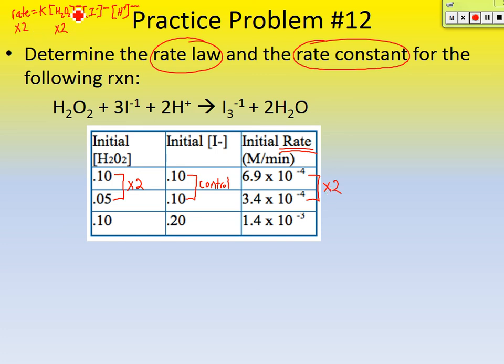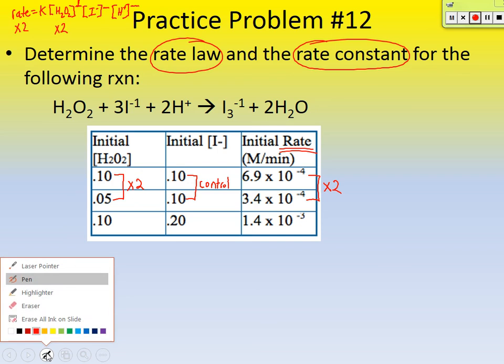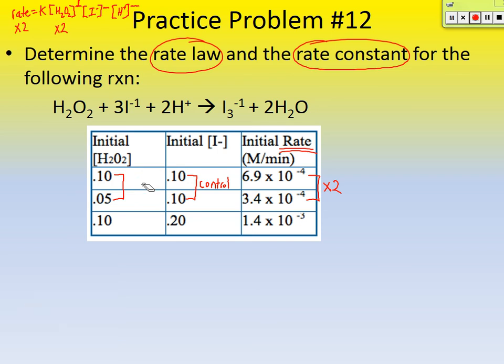So in order to get a 2 here, what does the exponent have to be if we're putting a 2 in here? Hopefully you're thinking to yourself that the exponent has to be a 1, because 2 raised to the power of 1 is 2, which is what it equals. So it's first order with respect to H2O2. Okay, now let's erase that and clean up this table a little bit. And let's look at our other reactants.